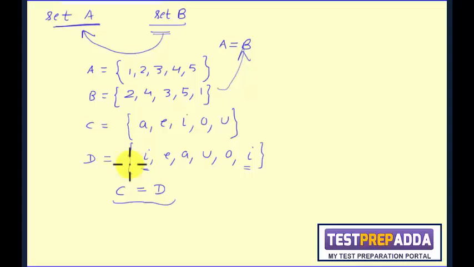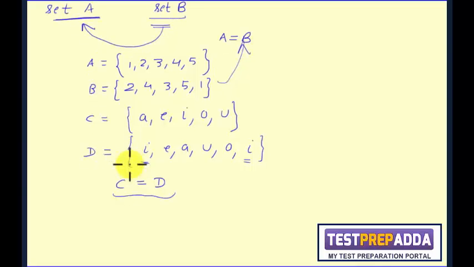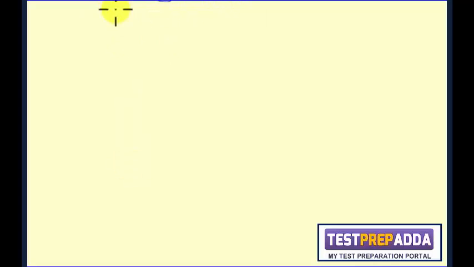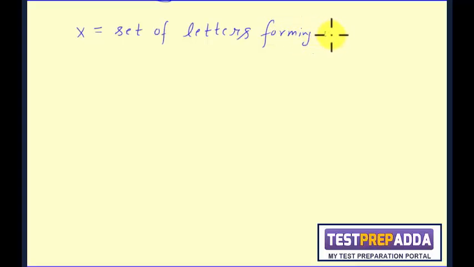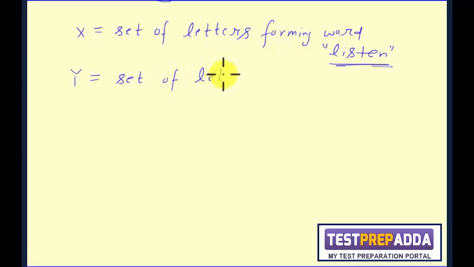Now I'll take another example here. Consider two sets X and Y. Set X is equal to the set of letters forming the word listen. Another set Y is equal to the set of letters forming the word silent.